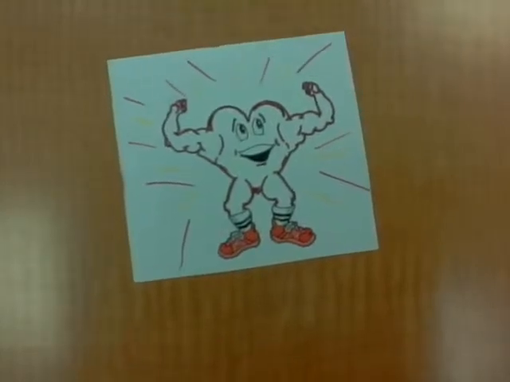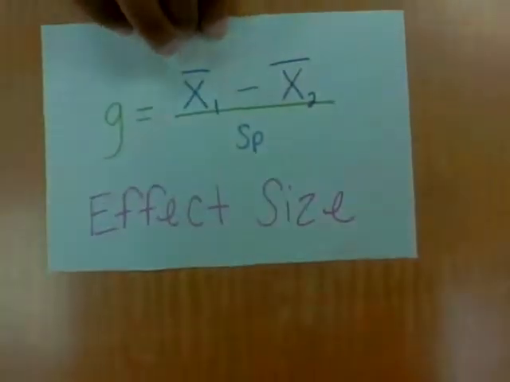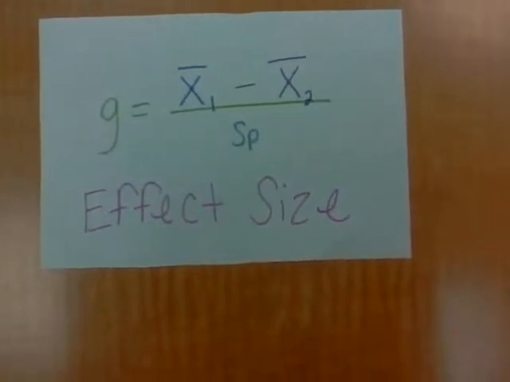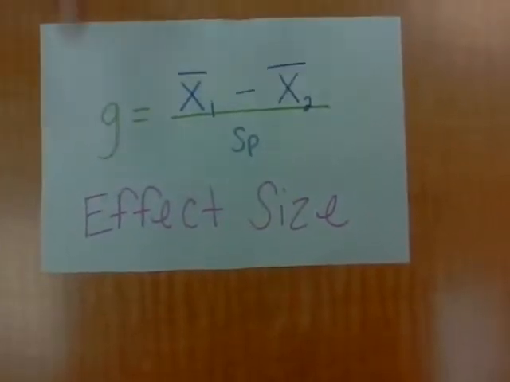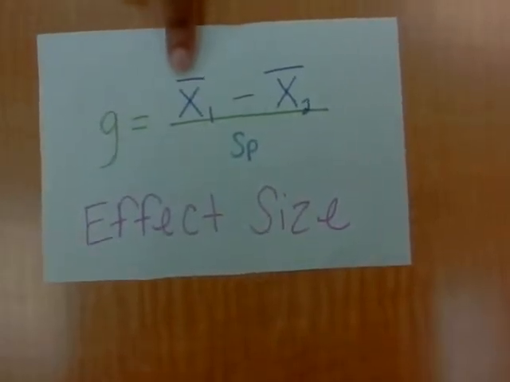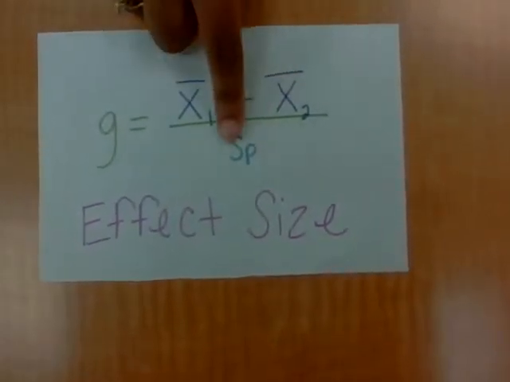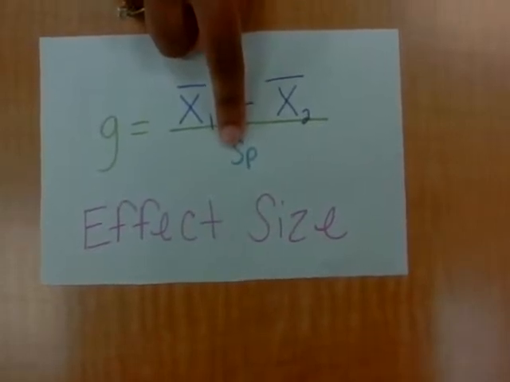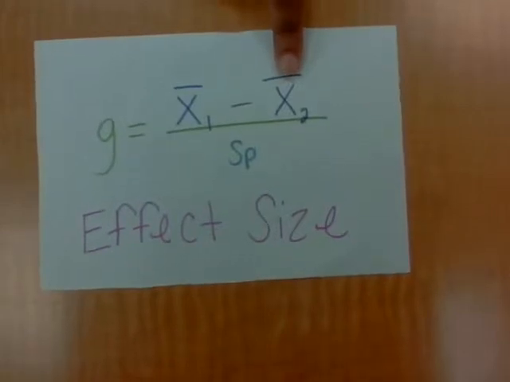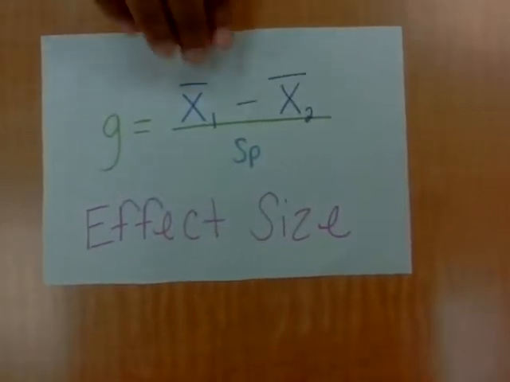In statistics, there is something known as the effect size. The effect size allows you to compare two things that are uncomparable and put them in comparable units. This is the formula for effect size, where g, which is your effect size, equals your experimental mean minus your control mean divided by Sp, which is your combined standard error of your experimental mean and your control mean. This gives you a value which is in standard deviation units, which you can use to compare the two.